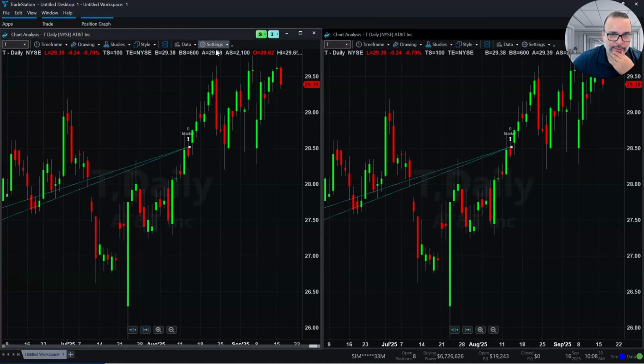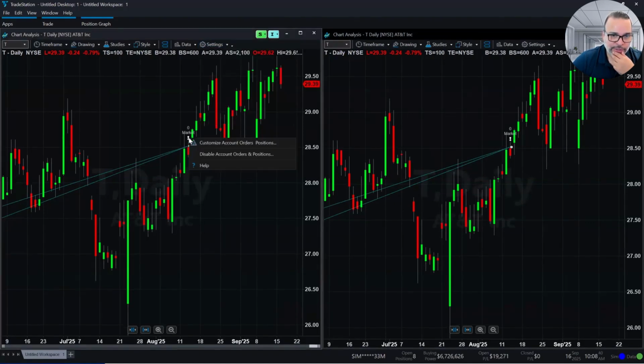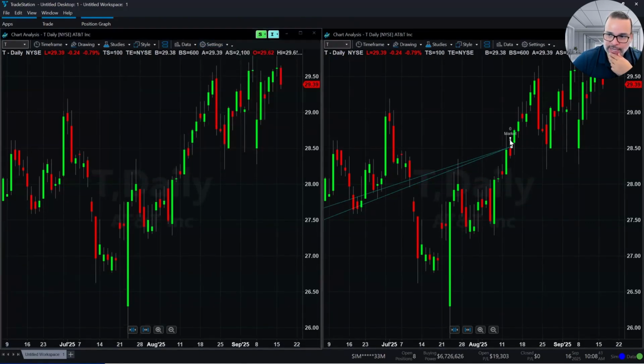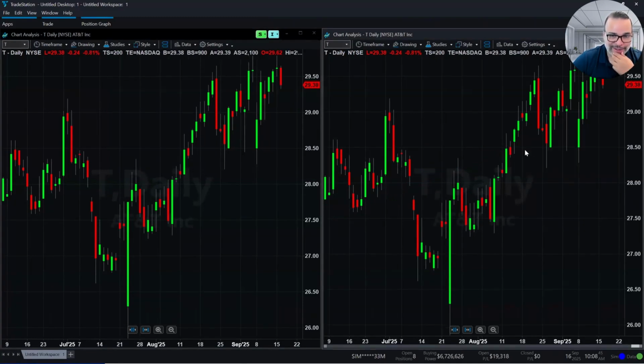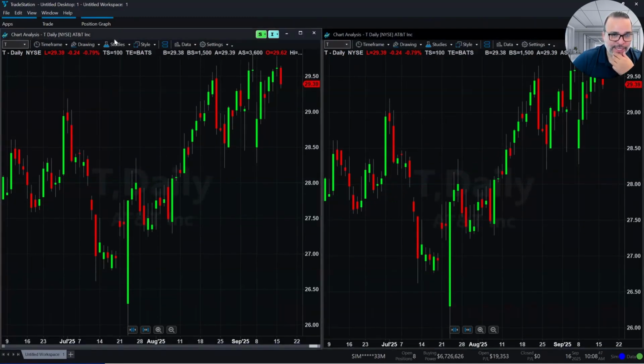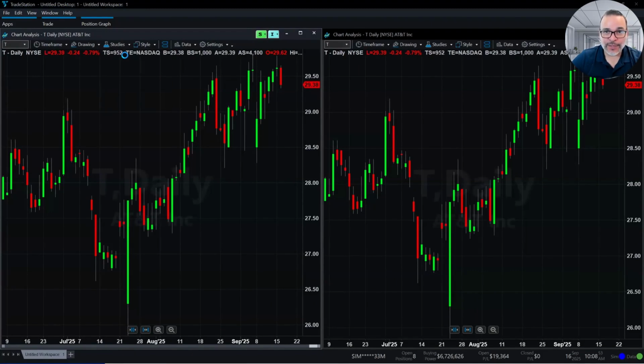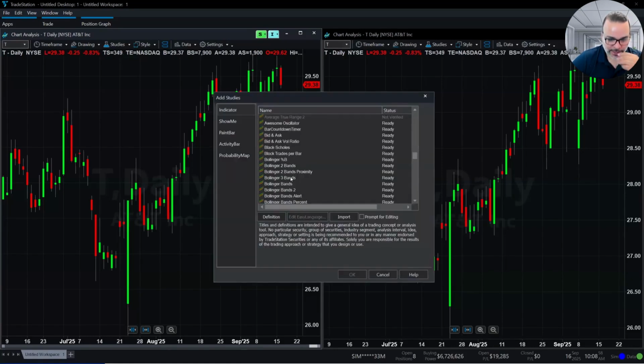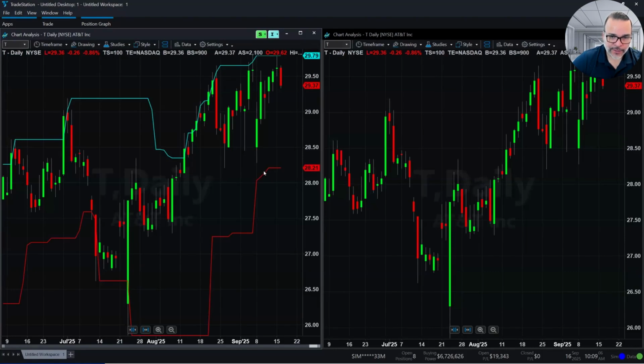Let me disable account orders and positions on these charts so I don't get distracted by more lines on the graph. And what I'm going to do here on the left-hand side is get started with a built-in study called the price channel. We did say that the Ichimoku Cloud is based on the price channel analysis, so I wanted to just take a look at how it compares. So I'm going to go here to price channel. All right, and that goes on the screen.